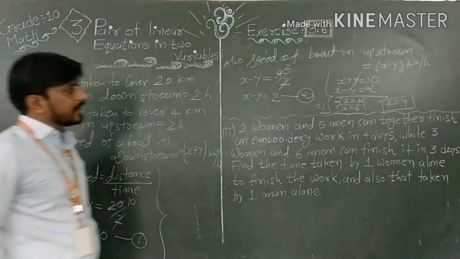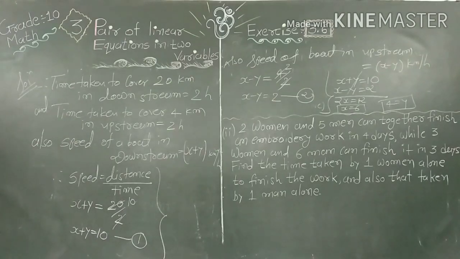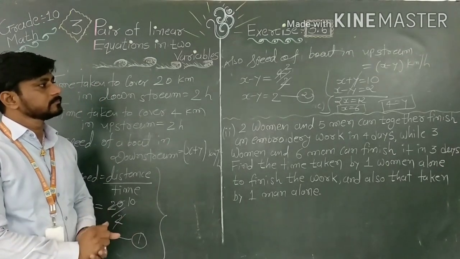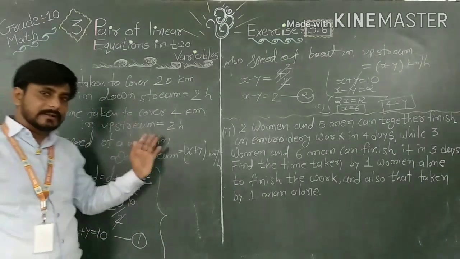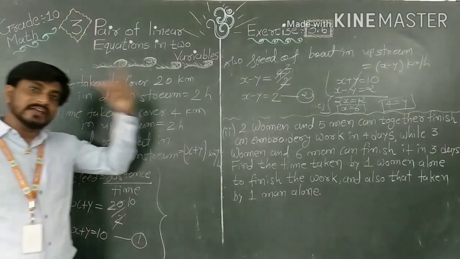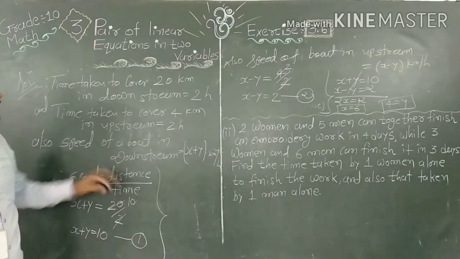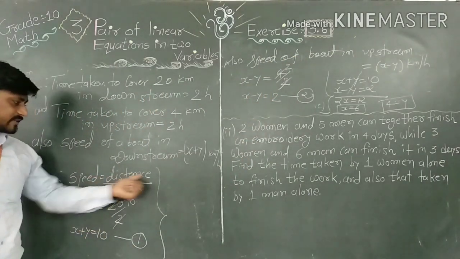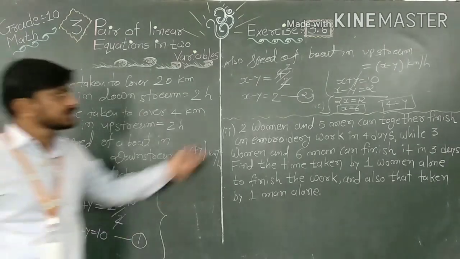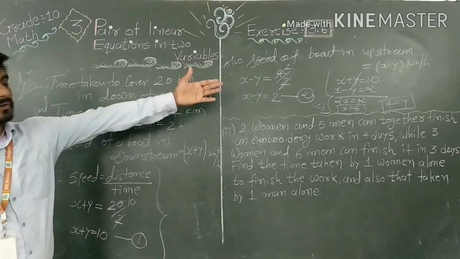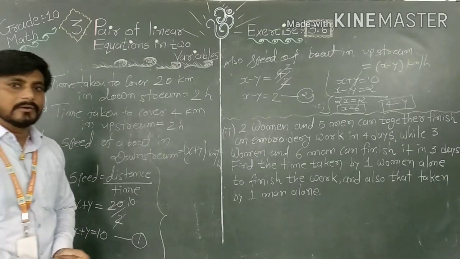Okay? Look clearly. I hope you all have understood. Again I repeat, in this example, what is the main thing? Speed in a downstream is x plus y, and in a upstream x minus y. And these two are already given. Distance 20 km per 2 hours and distance 4 km per 2 hours. There are two equations. After solving that, we get the values of x and y.